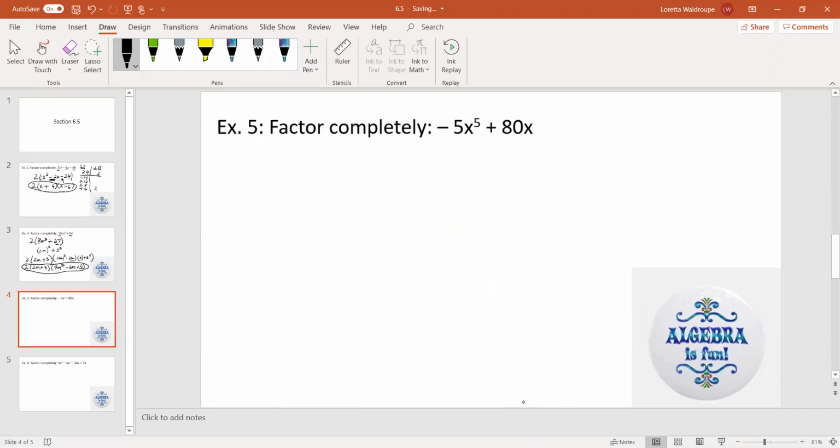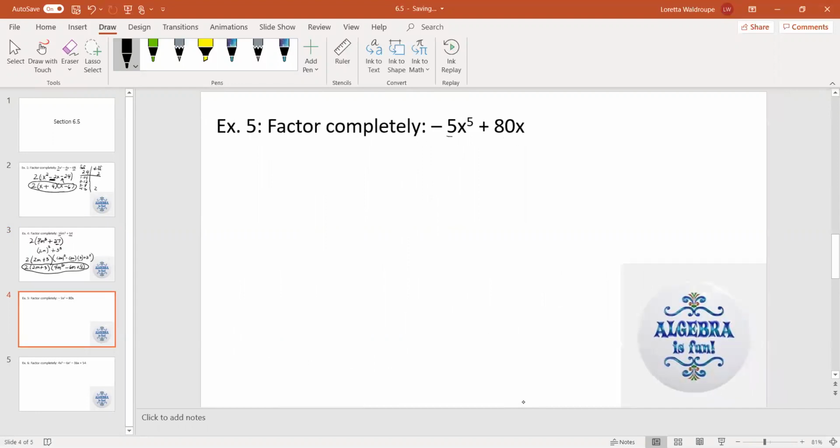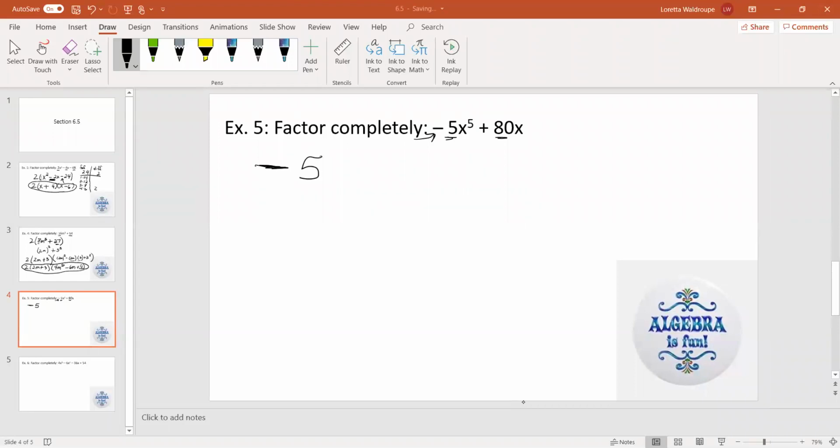All right. Well, let's see. What do we see in common here? Well, they end in 5 and 0, so that tells me there's a 5 in common. I don't like a negative first term, so I'm going to factor out a negative. And then I can see they both have an x. So divide by -5, the -5 is gone. Take away an x, you have x to the 4th. Divide by -5, you have -16. Take away an x, and you're done.